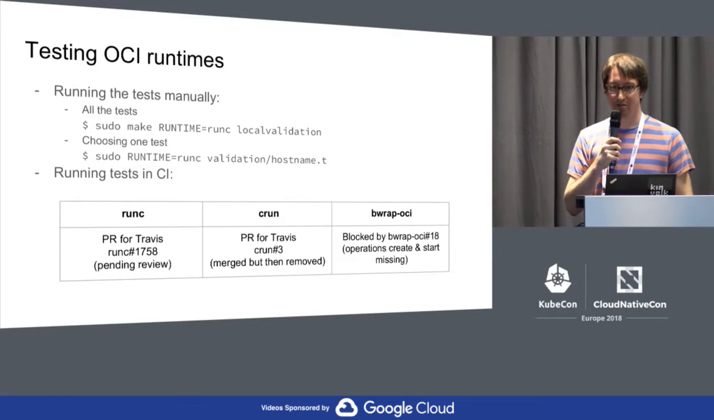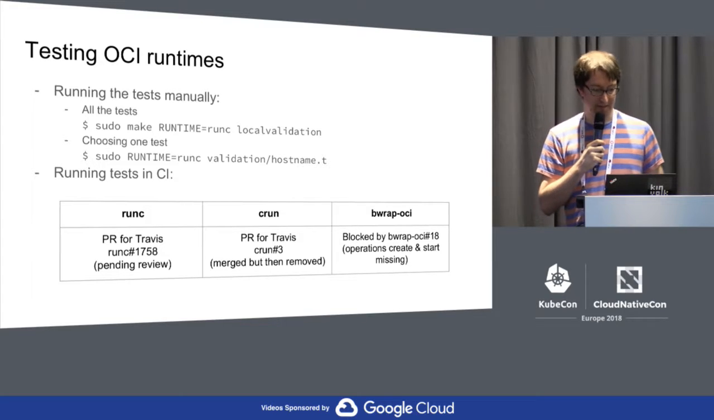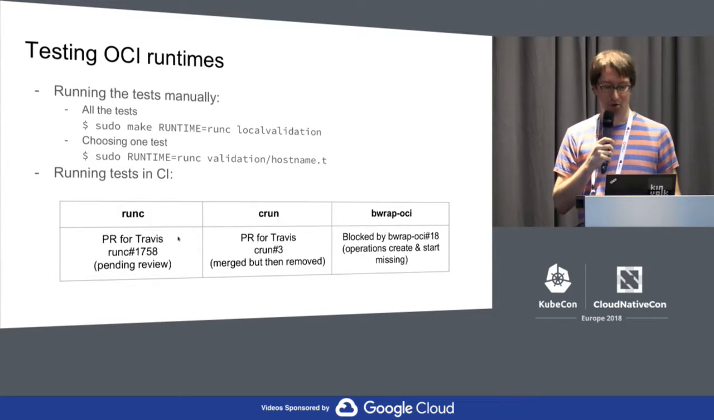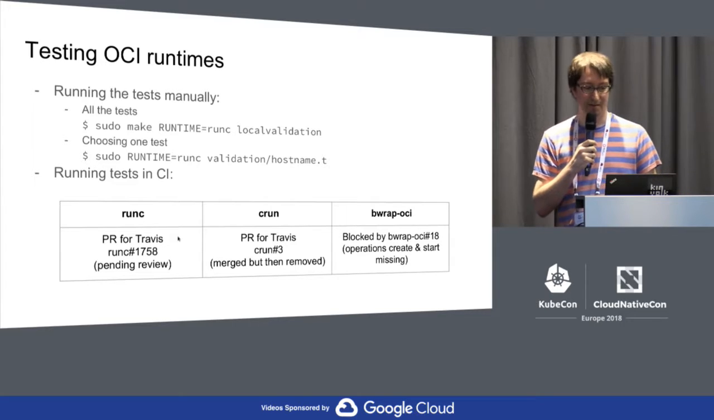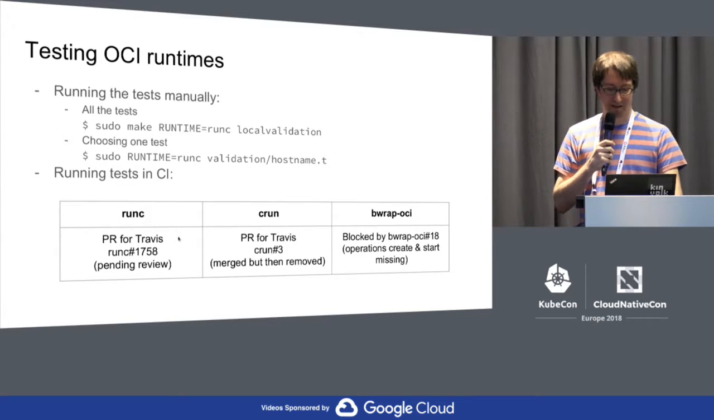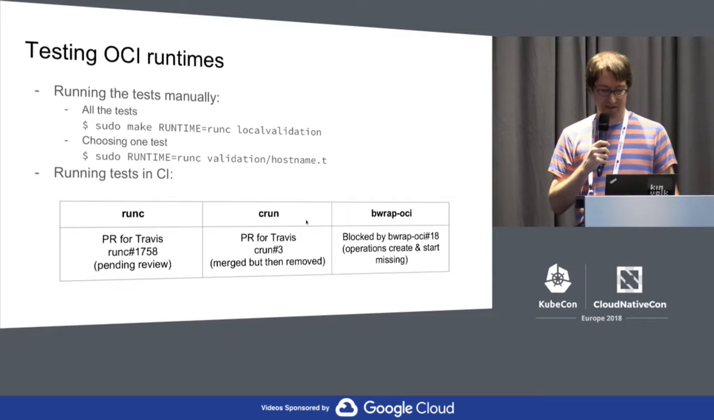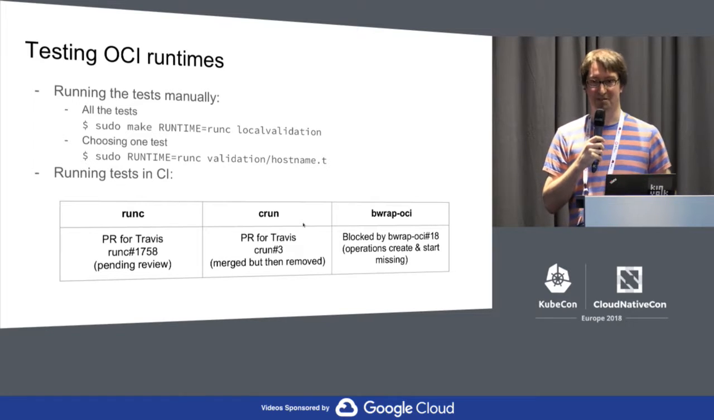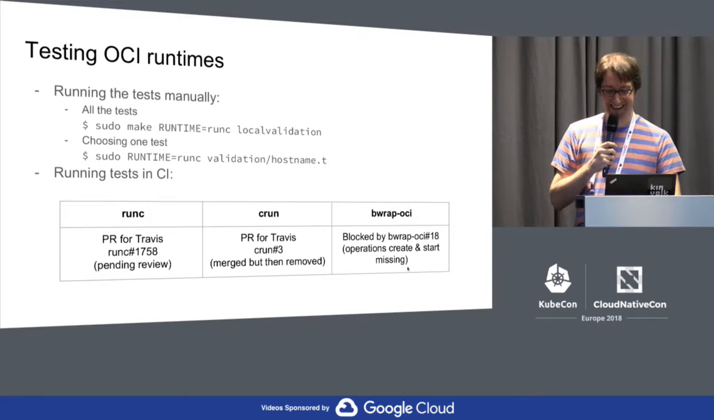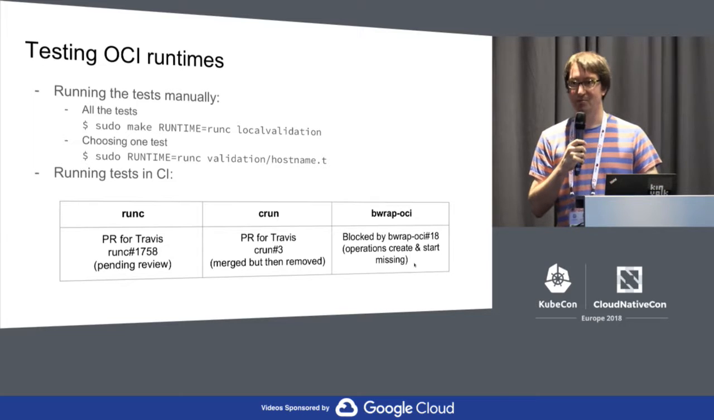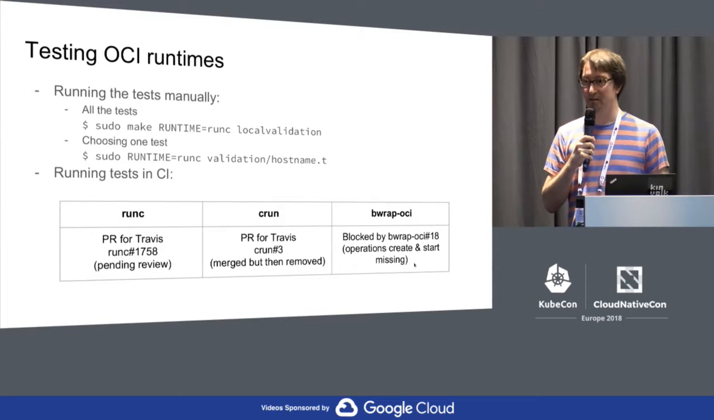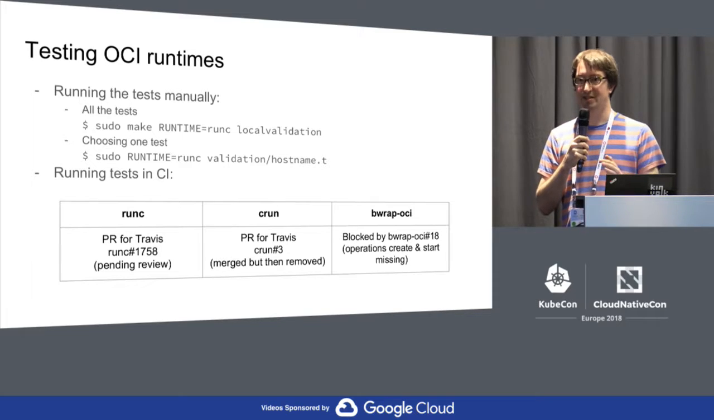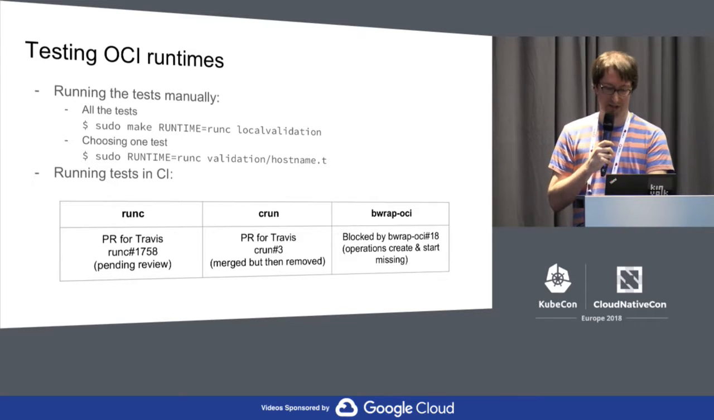I gave a try to integrate that in CI with Travis. So I did a pull request on runc to execute the tests. I did the same in crun, so that pull request was merged but then removed. But yeah, you can have a look at that. For bubblewrap OCI, which is a wrapper around bubblewrap, at the moment I cannot run any test because it doesn't support right now the 2 actions, create and start containers. So I cannot run tests.